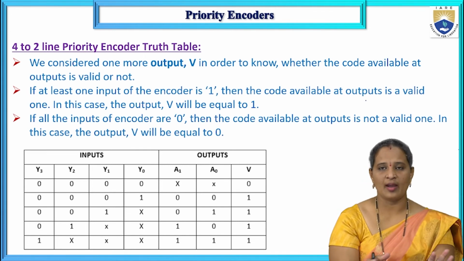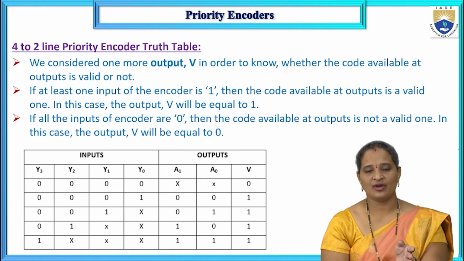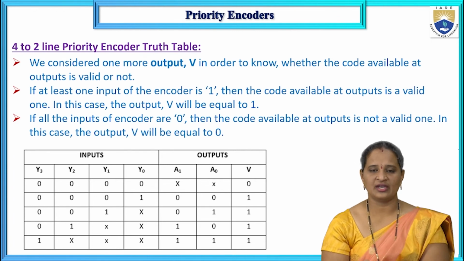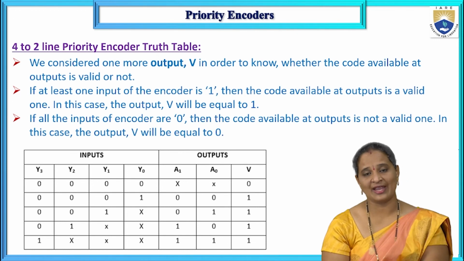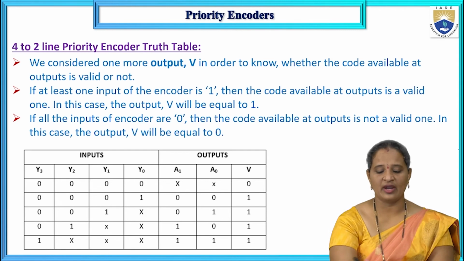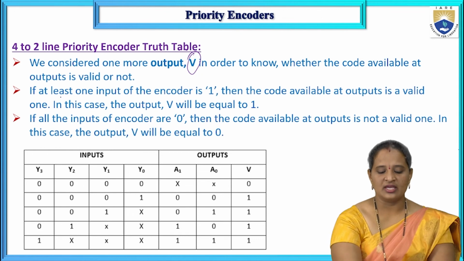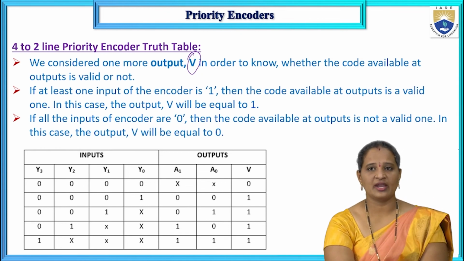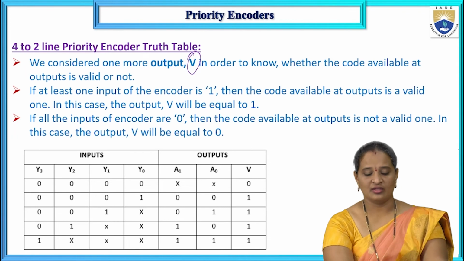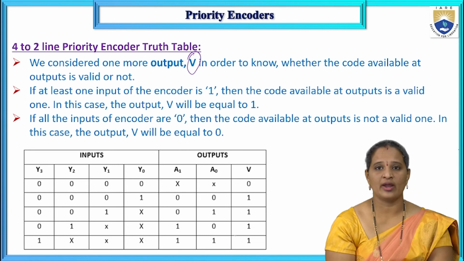This is how we have two ambiguities in the encoder, right? The first one is that the output is 0, all the output lines are 0, in both conditions. What are the conditions? When all the input lines are 0 and when the least significant bit is enabled or high. So in order to avoid this, we have one more output, which is V. If at least one of the input lines is high, then the V output is considered to be 1.